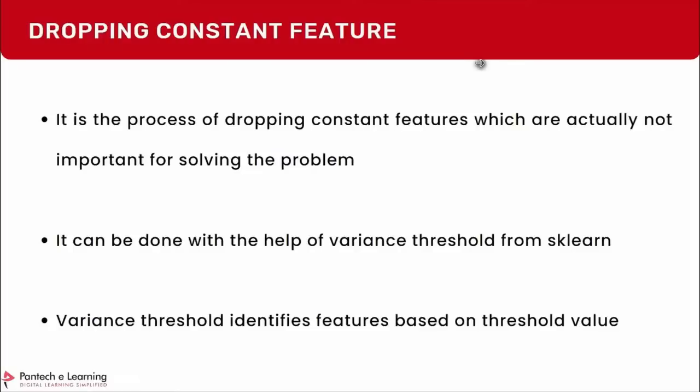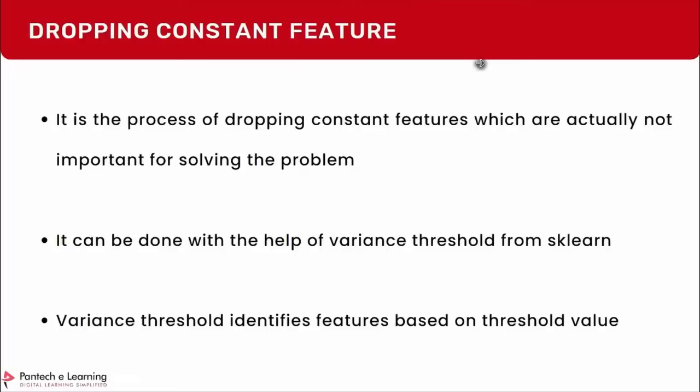Imagine you have a column which is constant everywhere. What is even the point of having it? Imagine a feature which has 1 in all the rows of that particular column. It is going to be the same. If there is some change, then you can map it with your output.